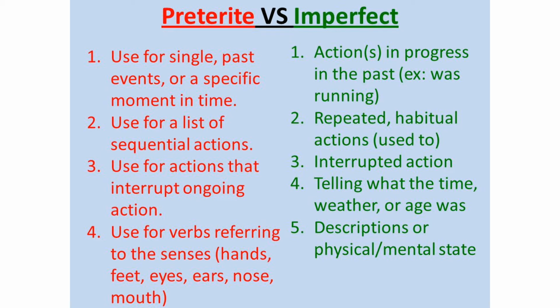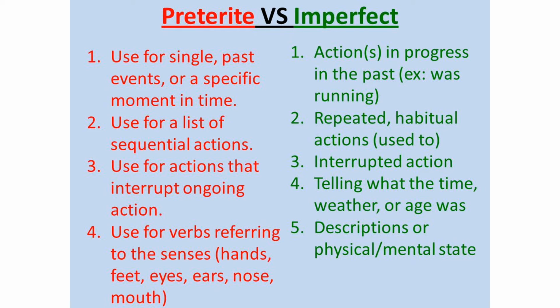Repeated habitual actions, perfect talks, we've already talked about that. Interrupted action, we talked about that on the beach. Telling what the time, weather, or age was. If you think about what time, weather, and age are, time is continually moving, weather is continually there, age is something that we continually are. So those are all going to be described as imperfect things.